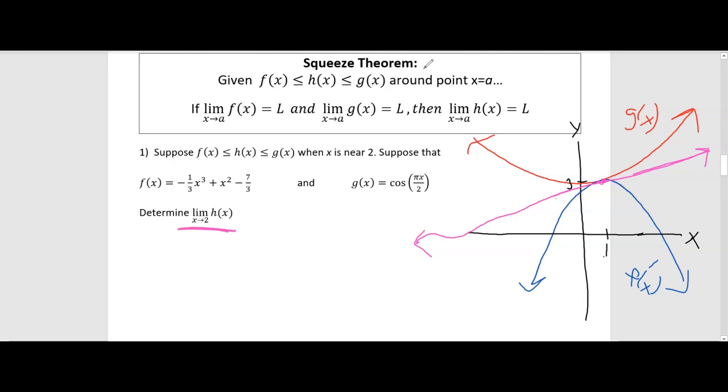Again, pause the video. See if you're able to come up with any ideas or strategies on how to figure out this limit on your own. Then click play and see if your thoughts were close to my thoughts.